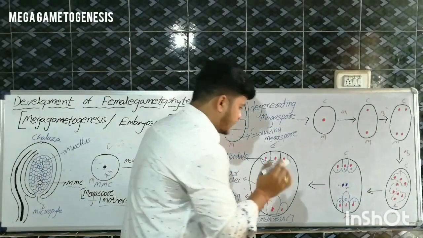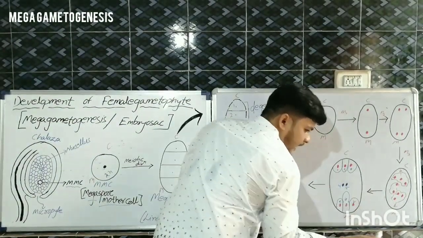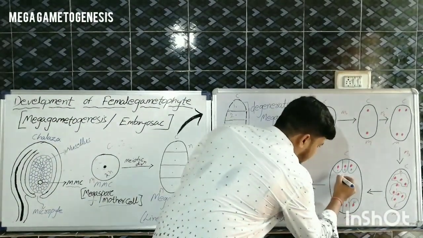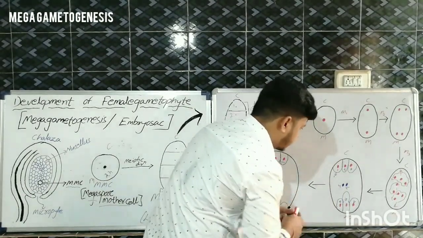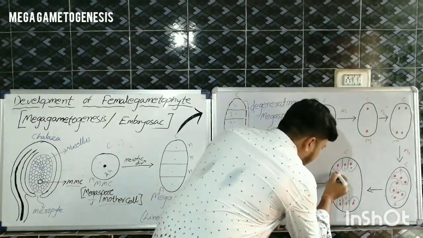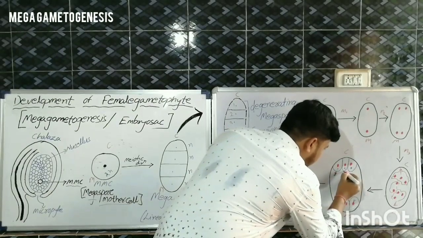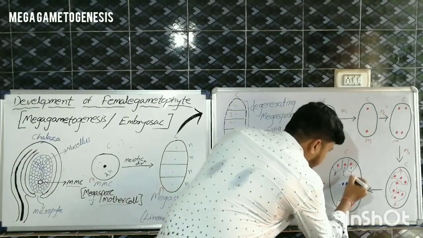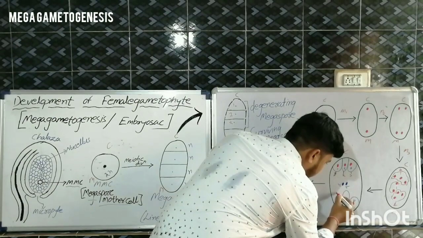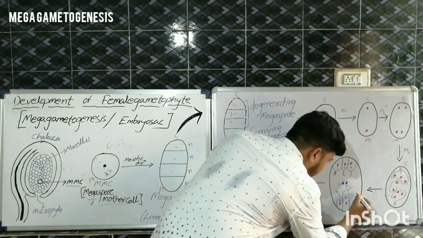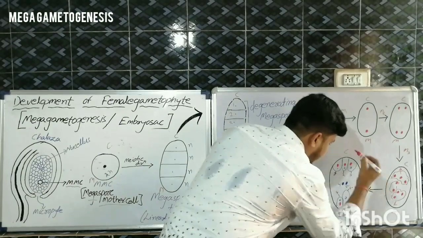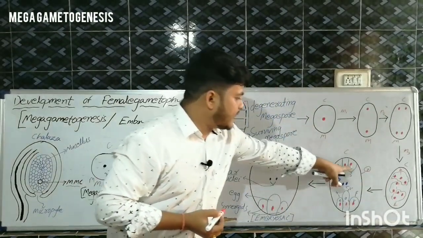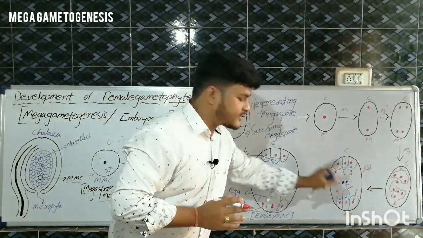Next, 7 cells. Let's count the cells. After cytokinesis, this is your 1 cell. This is your one cell, this is your second cell, this is your third cell, this is your fourth, this is your fifth, this is your sixth, and the outer is your seventh. That means ultimately 8 nuclei are formed and 7 cells are formed.